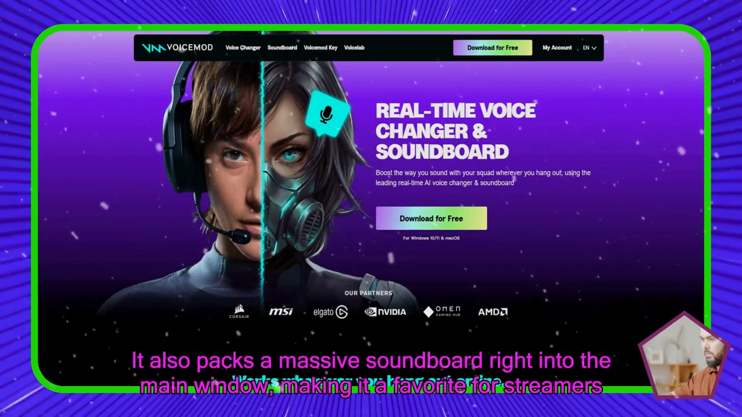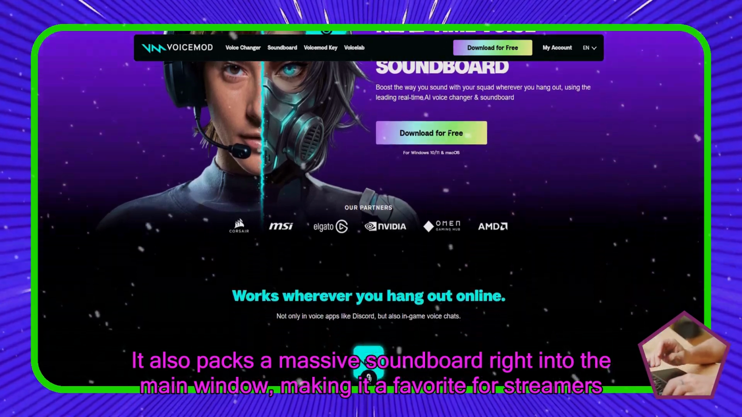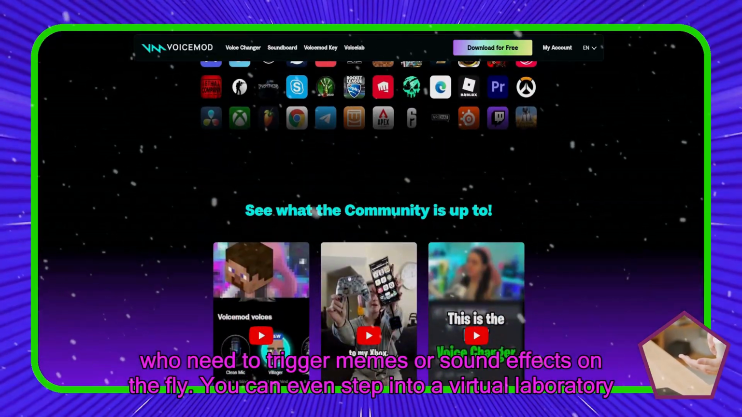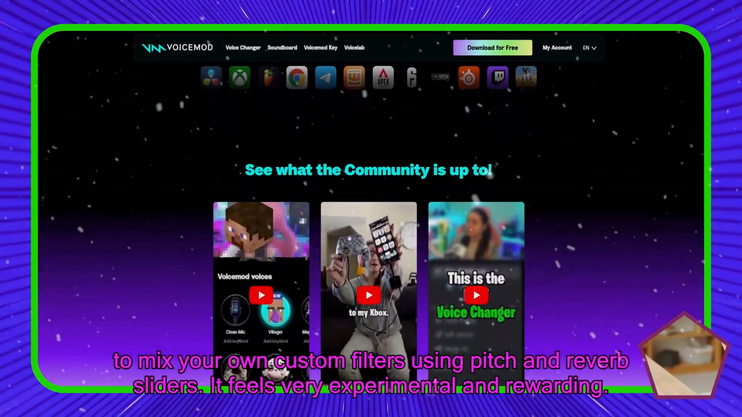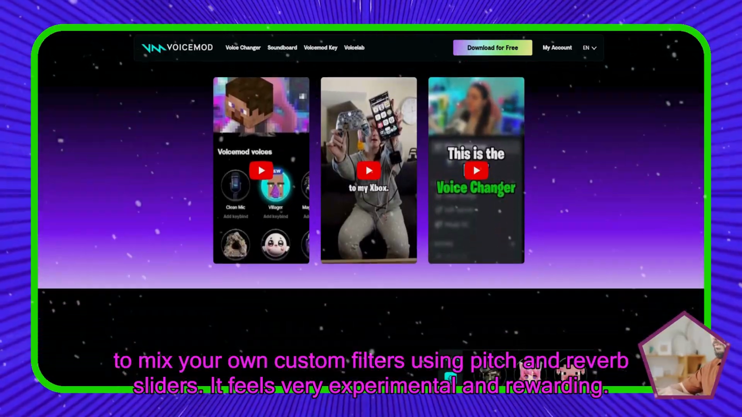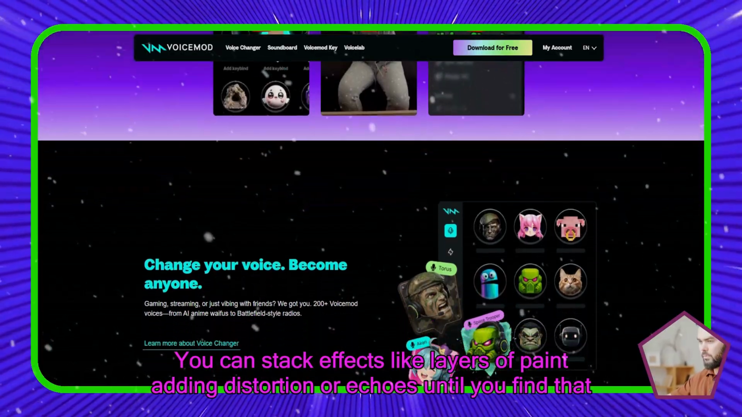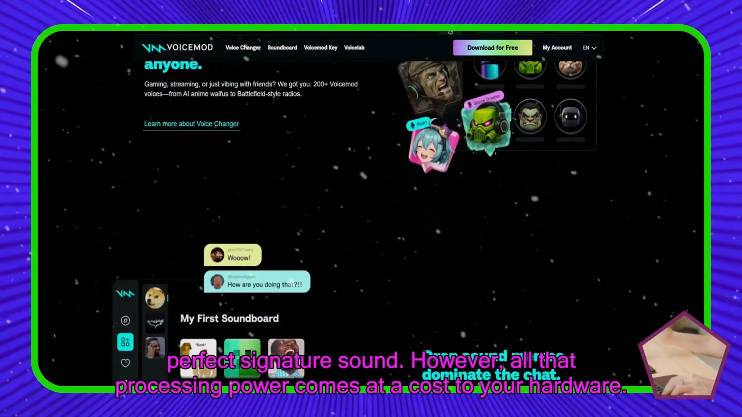It also packs a massive soundboard right into the main window, making it a favorite for streamers who need to trigger memes or sound effects on the fly. You can even step into a virtual laboratory to mix your own custom filters using pitch and reverb sliders. It feels very experimental and rewarding. You can stack effects like layers of paint, adding distortion or echoes until you find that perfect signature sound.